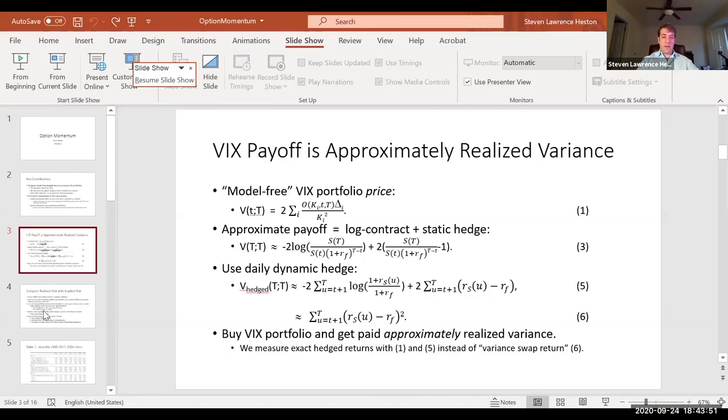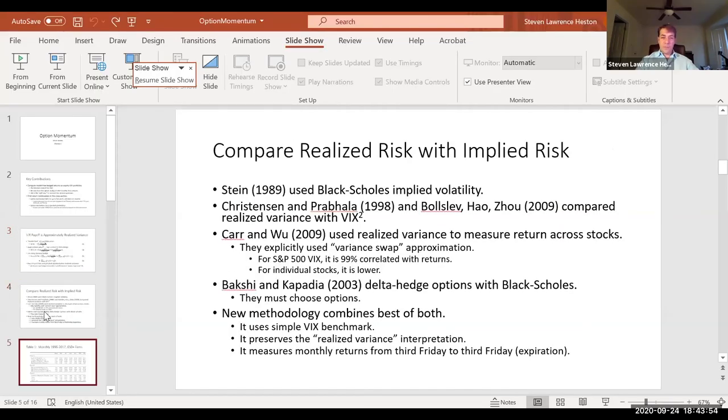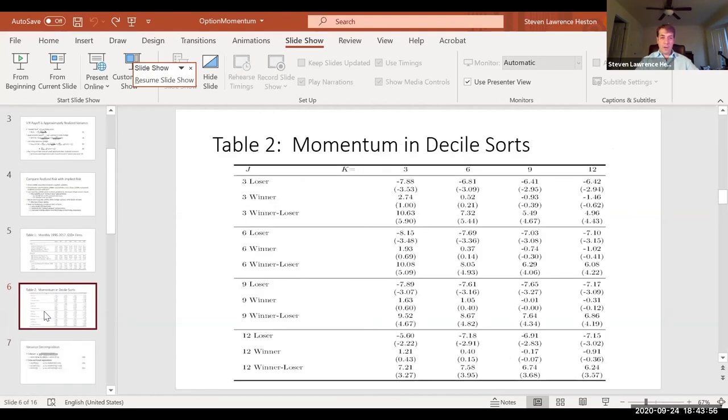So let me get back to the slides here. Thank you. Okay, so here are the decile portfolios using formation periods of several months and holding periods of several months.